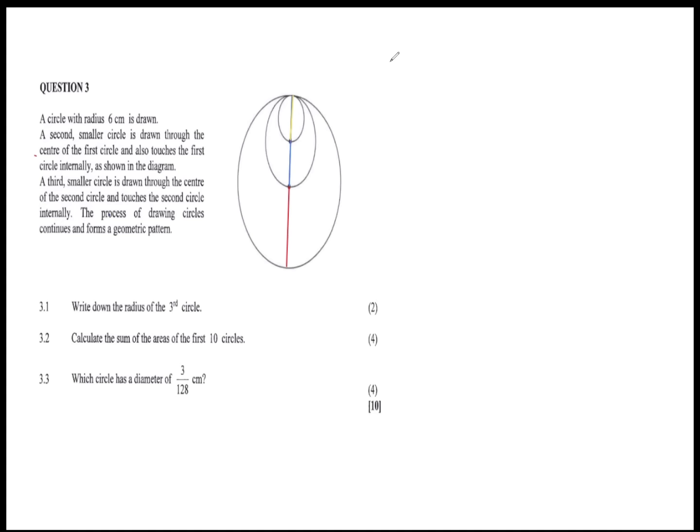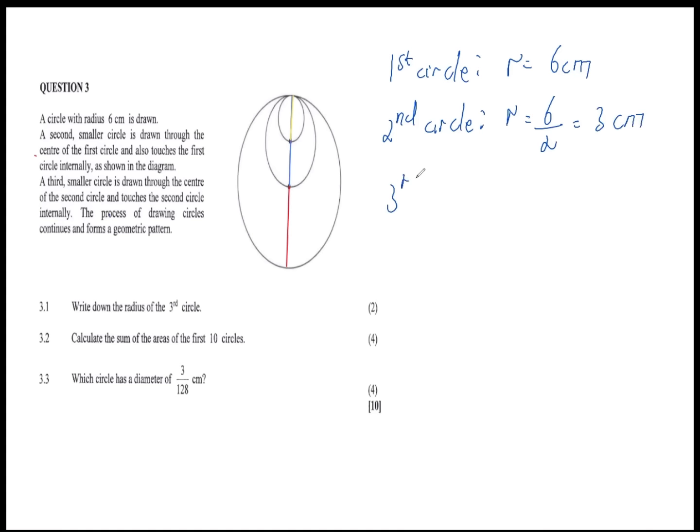We are told that the first circle has a radius of 6 centimeter, meaning the second circle, according to that pattern, will have a radius of what? 6 divided by 2, which is 3 centimeter. Then the third circle, which is what we are looking for, will have a radius of 3 divided by 2, which is 1.5 centimeter, right? And that's how we would indicate our 3.1.